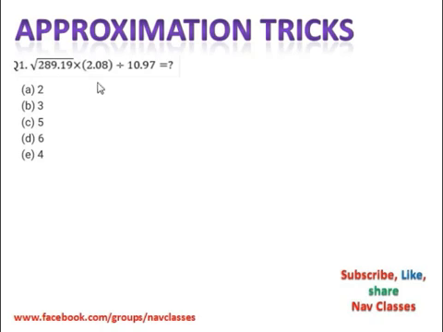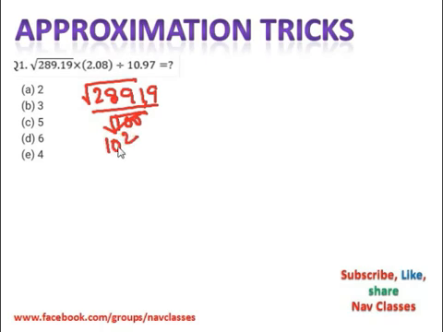Square root of 289.19. We can write it as 28919. If I remove this point, then it will be 100 root. The square root of 100 is 10, since the square of 10 is 100. So that is why I am writing only 10 here. Now we have to solve only this numerator.